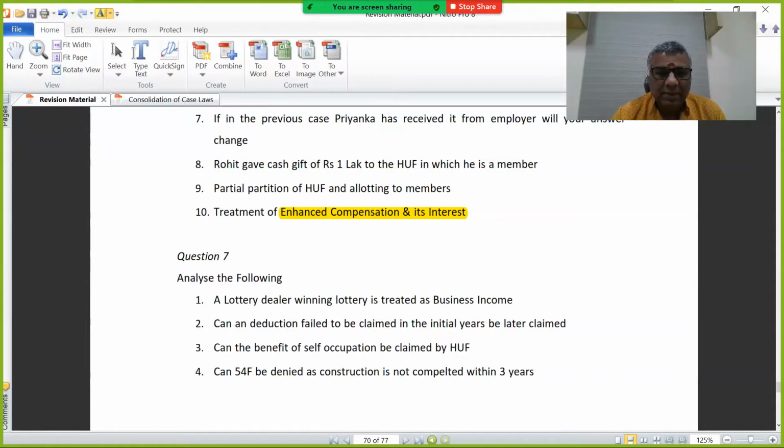Can the benefit of self-occupation be claimed by HUF? Yes. A firm or company cannot say that they are self-occupying a house. HUF is like a human being only, so they can claim the benefit.